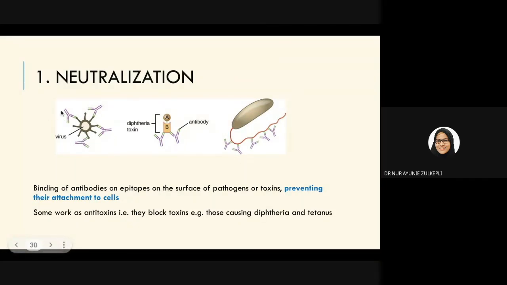the pathogens or the toxin and prevent their attachment to the cells. So every pathogen or toxin, for example, has epitopes expressed on its surface that make contact to enter the host cells. So what the antibody does is bind and mask or hinder the epitopes from being exposed or interacting with the host cells, to prevent their attachment to the cells. So making the viruses or the pathogens less potent. Okay, so that is neutralization.